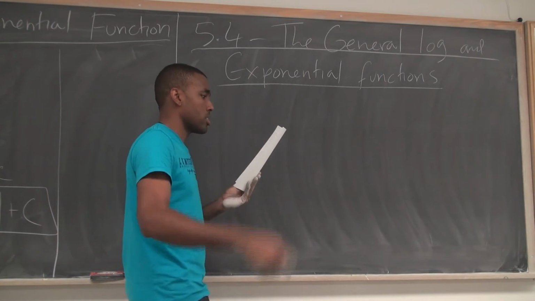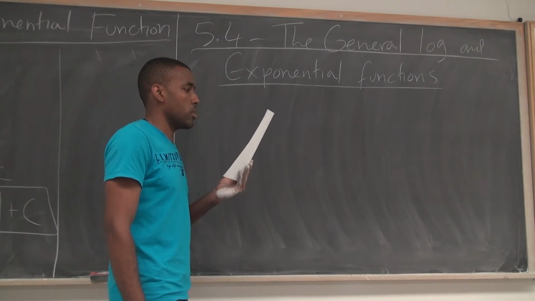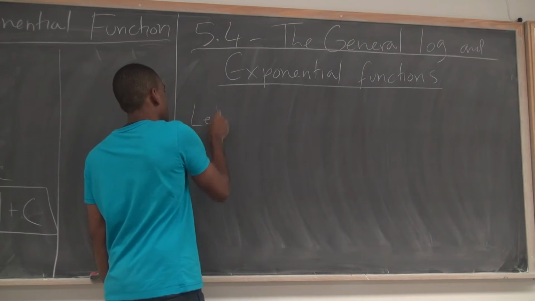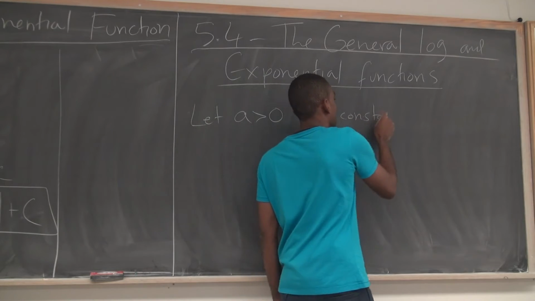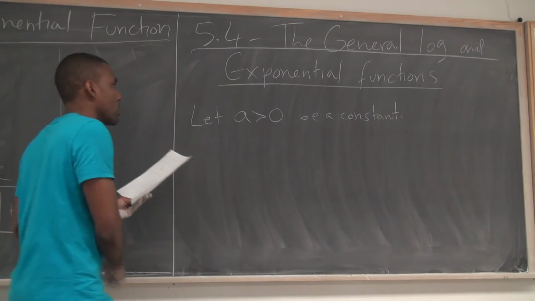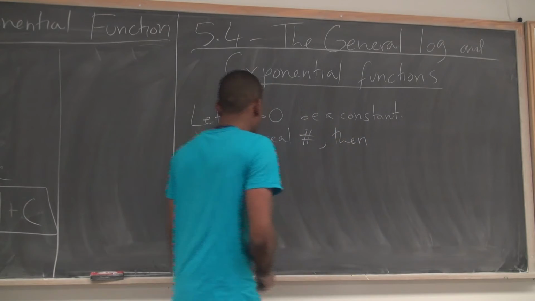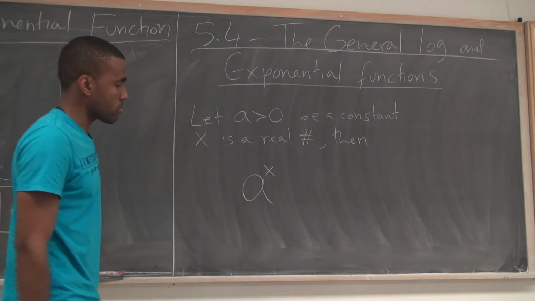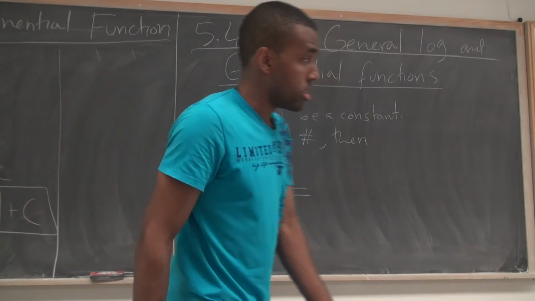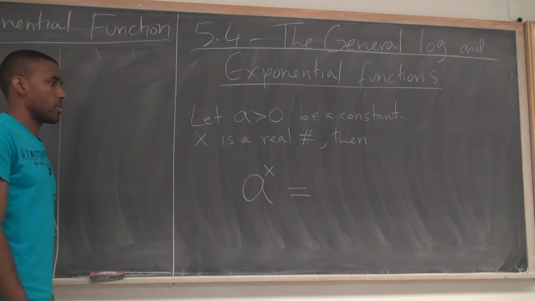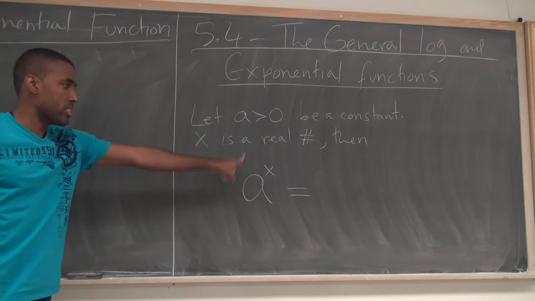Okay, and I wrote here, recall the laws of exponents, like x to the a times x to the b is x to the a plus b, and so on. Pretend everyone knows that. So here's what we're going to do. Let a be greater than 0, a constant. I'm going to use one of the log rules to my advantage. x is a real number. Then, let's say I gave you a general function, a to the x. Could I rewrite that as a base e if I wanted to? I want to rewrite this as a number with the base e.